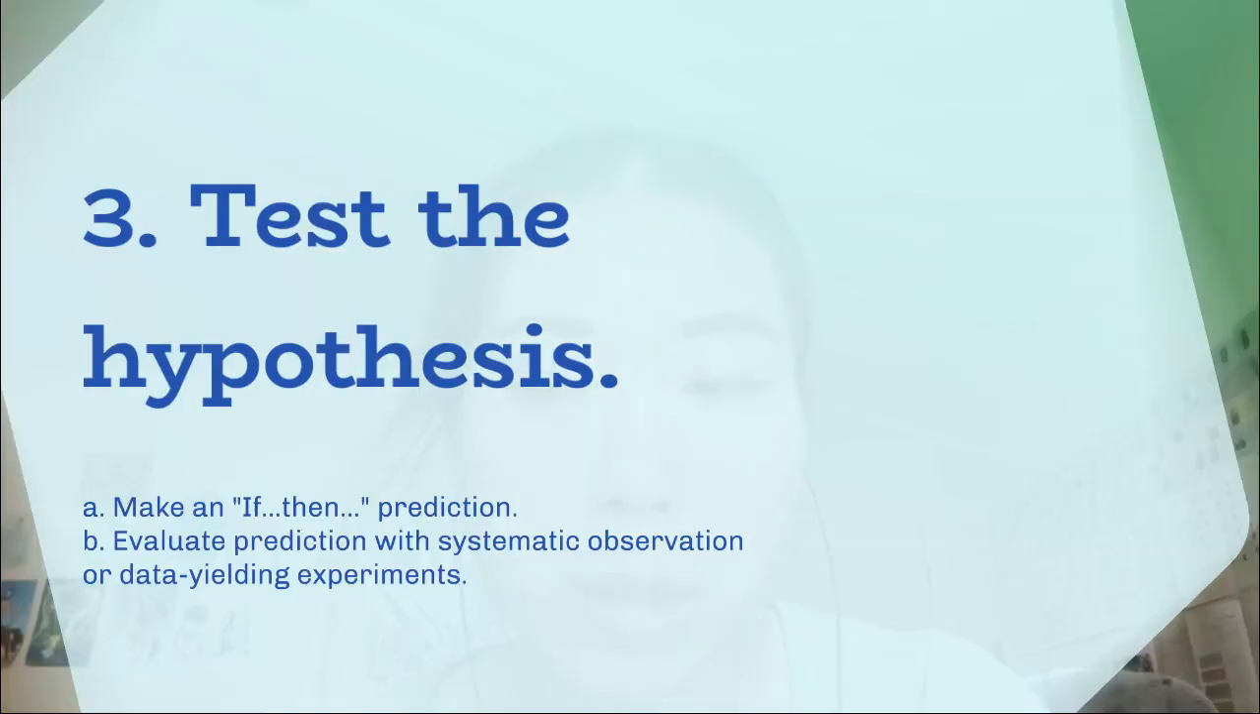Now you can test the hypothesis for step 3. So make a sentence in the format if-then, which is a prediction. And then you will test this prediction with either an experiment or a systematic observation.